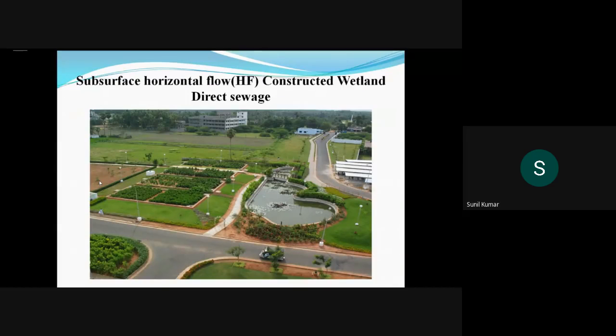So this is also having high practical application. This is the constructed wetland. It is constructed in one of the places where you can see it is like a garden or some field. But this is a treatment plant. First one you can see is the horizontal subsurface flow.